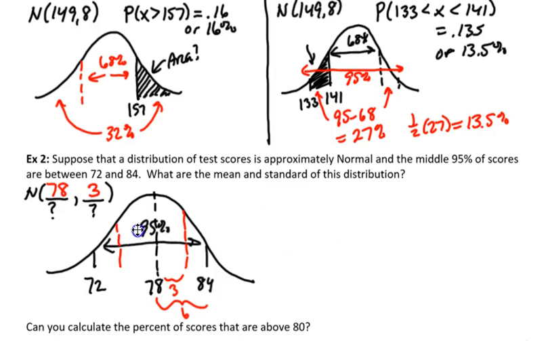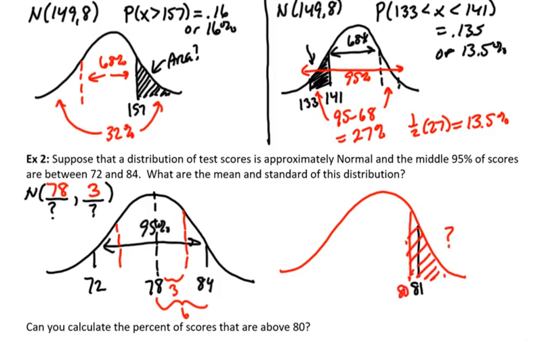Now, looking at the same example, could I calculate the percent of scores that are above 80? So here is what I'm saying. Actually, that's not a good drawing probably. We know that one standard deviation above the mean is 81 because that would be 3 bigger than 78. So I'm looking for anything above 80. I'm looking for these values here, above 80. Could I figure that out?